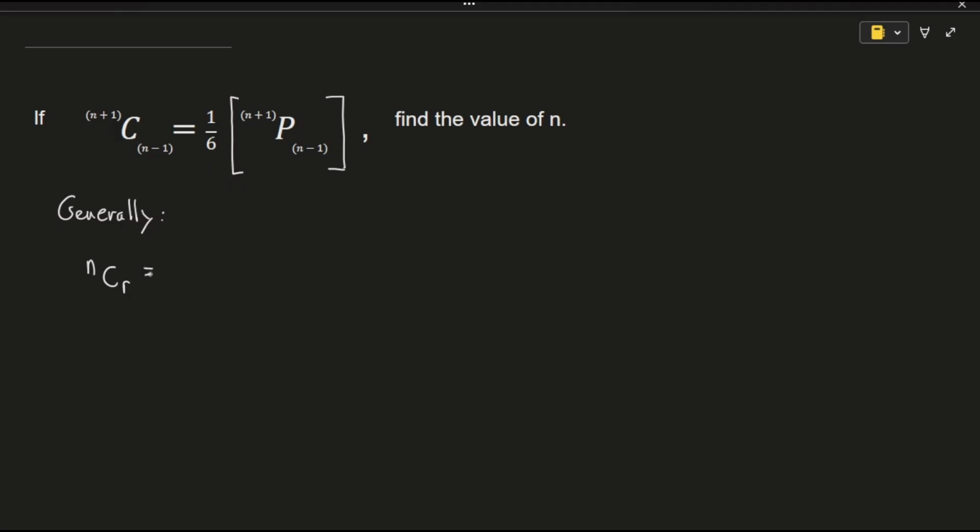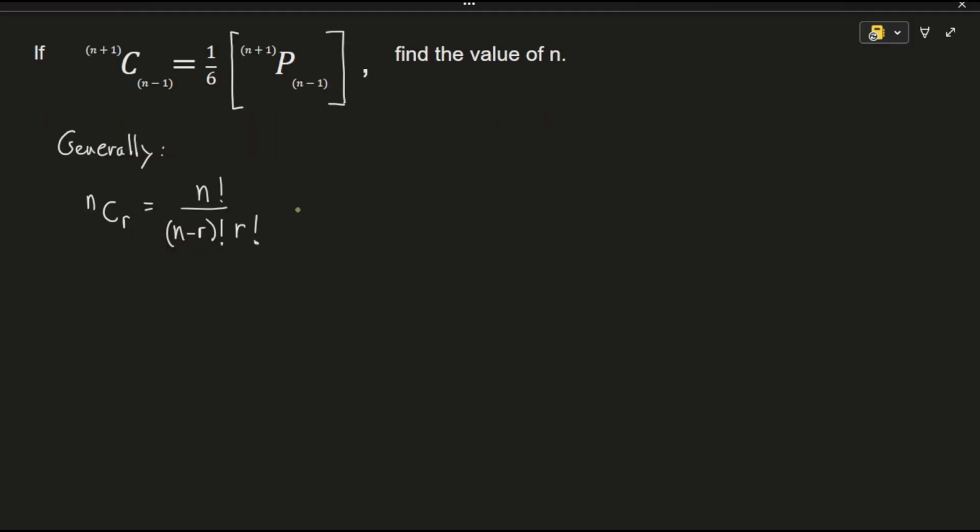n combination r is given as n factorial over n minus r factorial, then r factorial. So from the question, it means that n is given as n plus 1 and r is given as n minus 1. So it means that n minus r factorial will be given as n plus 1 minus n minus 1, which is given as 2 factorial.